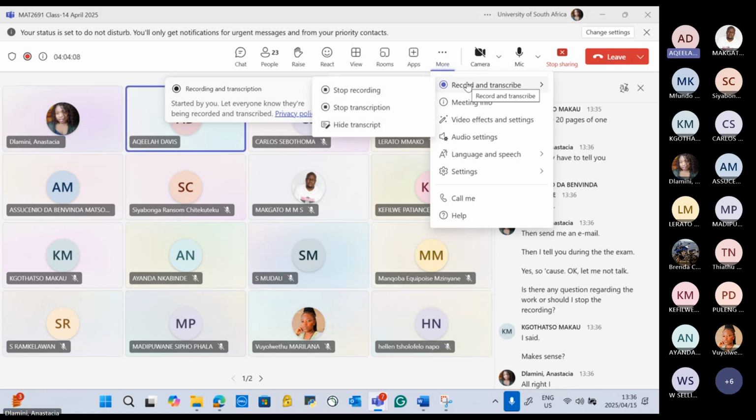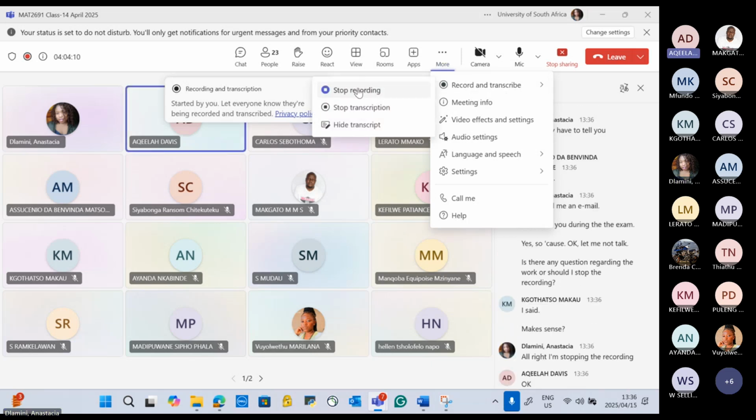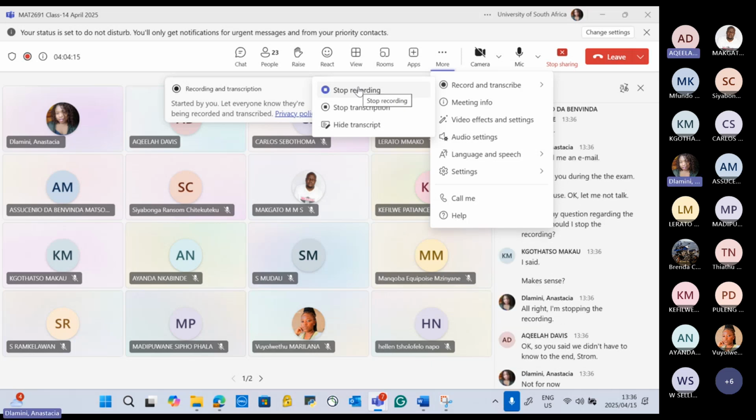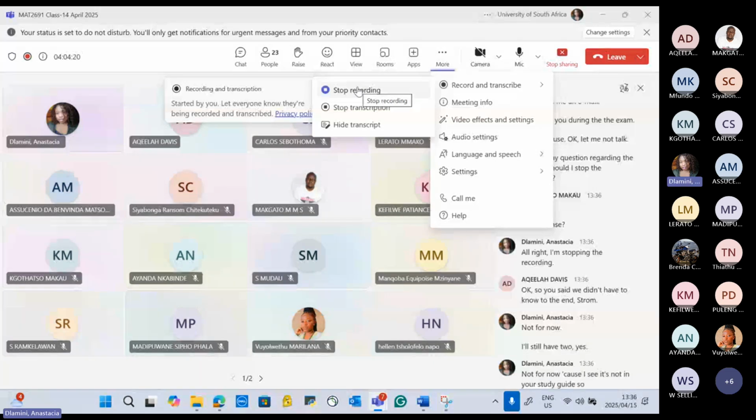So you said we didn't have to know the nth term. Not for now, because I see it's not in your study guide. So then I'll see if I have to teach it or not. But it will be nice to know up to the nth term.